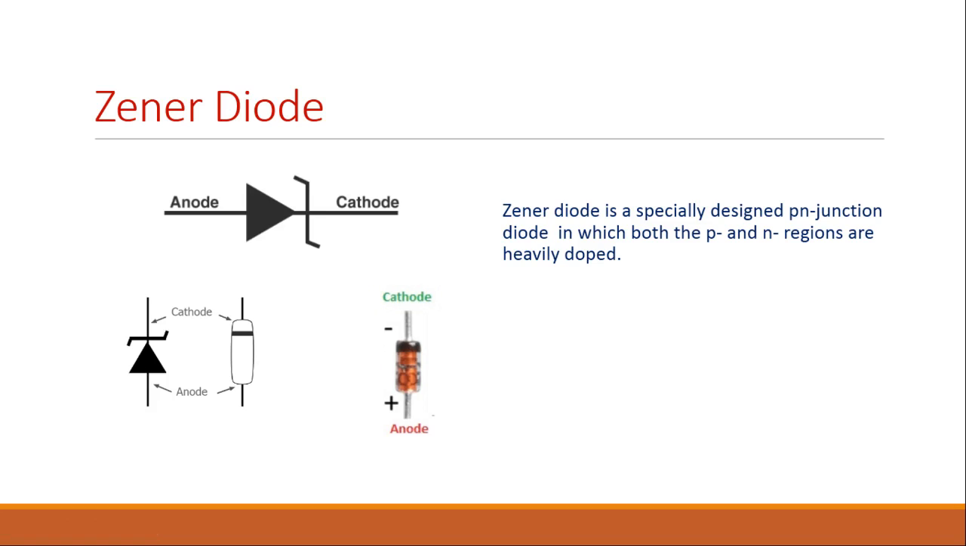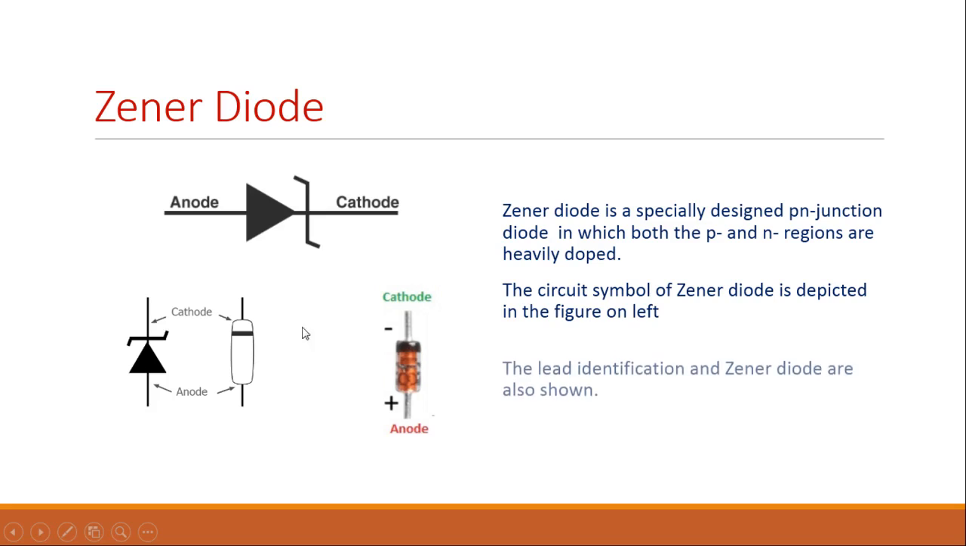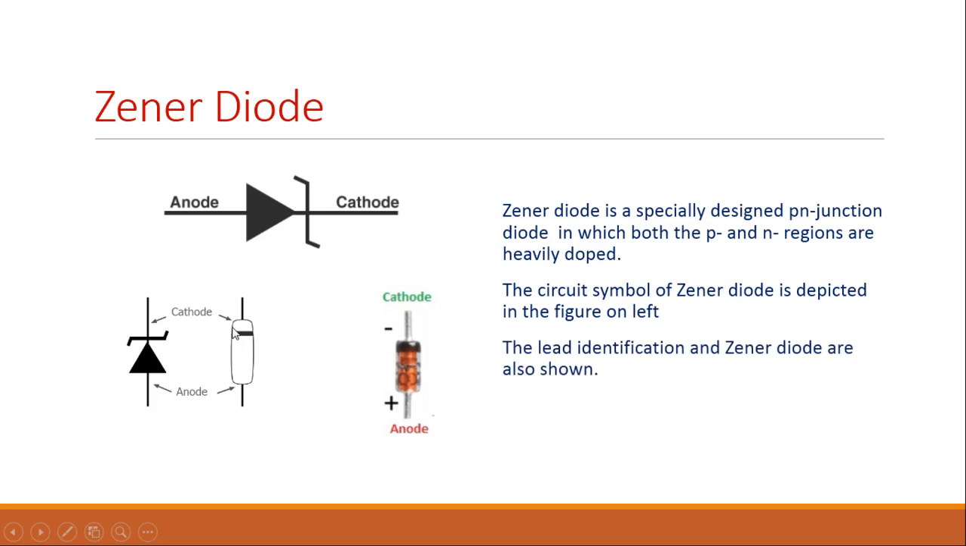Zener diode is a specifically designed PN junction diode, and the difference in the manufacturing is that both the regions P and N are very heavily doped. So, more impurity atoms are added in order to produce Zener diode. The circuit symbol is also shown here, and how does it match with the actual diode? You can see here the actual diode is shown here. So, you can see a black band on the upper side of the actual diode. This black band will help you identify the cathode and the anode leads respectively.